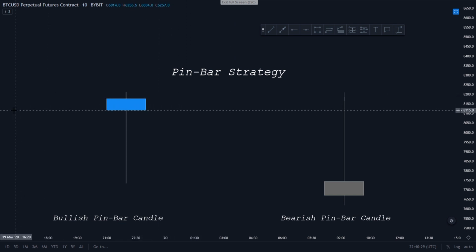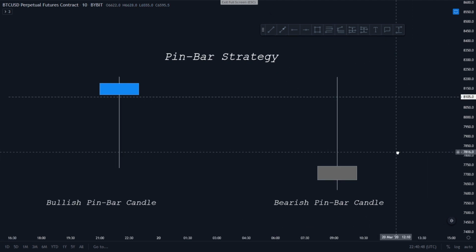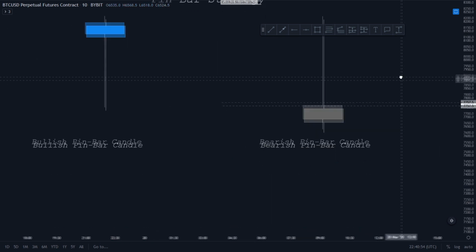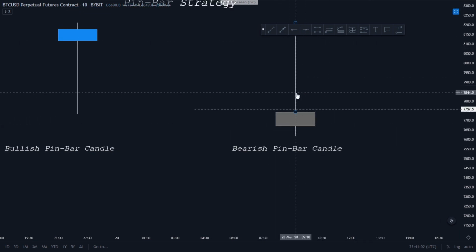For example, a support level here. Let's say here is a support level. Price comes down, you see this candle has formed, and then you wait for the candle to close, and you can assume a trend reversal, okay? And in the case of the bearish pin bar, it is the same. You look for confluence. If you have a resistance level here, the trend is going up, you see this candle has formed, you wait for the candle to close, and then you enter the trade assuming a trend reversal.